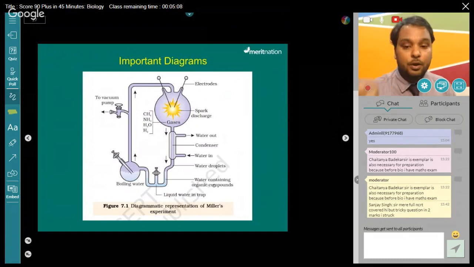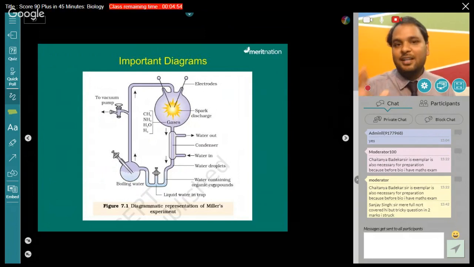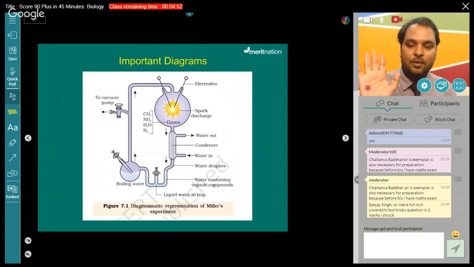This particular diagram and this particular topic, the Urey-Miller experiment and the Oparin and Haldane hypothesis, will be there. One question will be there. Don't worry about it. You prepare it and keep that in mind. You have to write this in your answer, and you can draw this diagram.